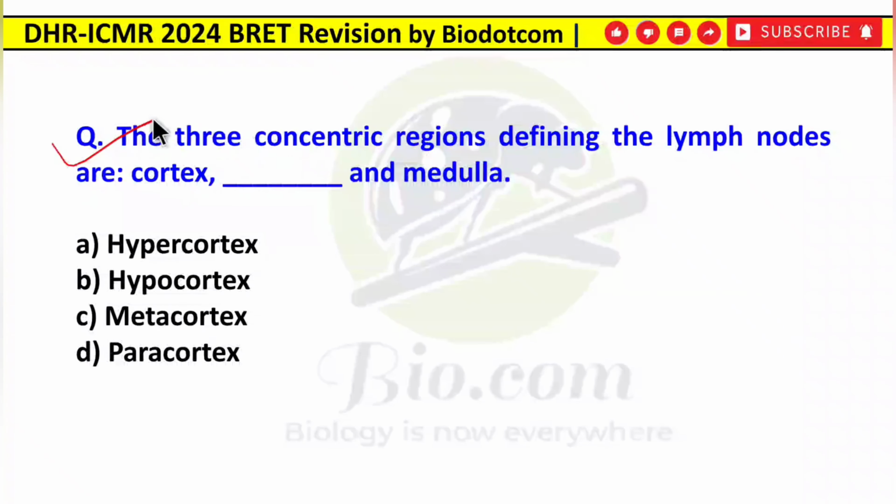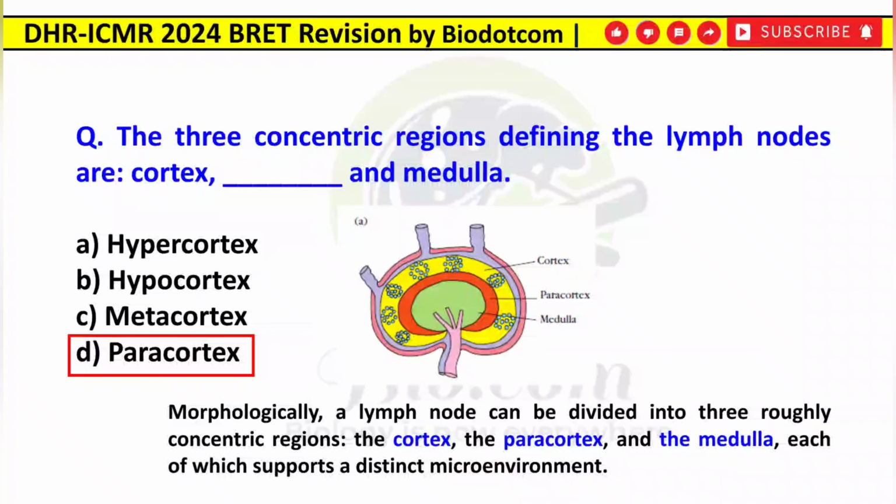Now the next question: the three concentric regions defining the lymph nodes are cortex, dash, and medulla. Is it hypercortex, hypocortex, metacortex or paracortex? So the right answer is paracortex. As in the figure you can see, this yellow region is showing the cortex, the paracortex is in red color, and green is showing the medulla. So morphologically a lymph node can be divided into three concentric regions: the cortex, paracortex and the medulla. This question is again from the QB only.